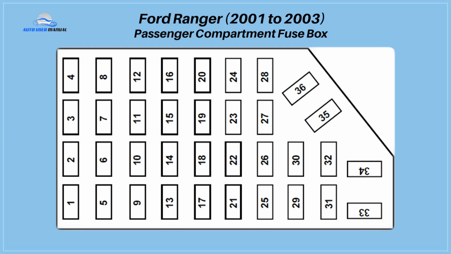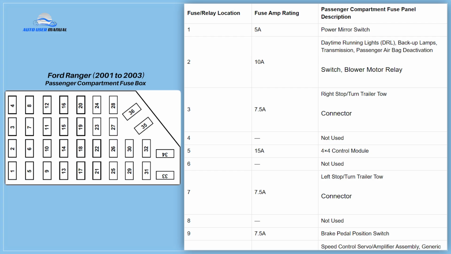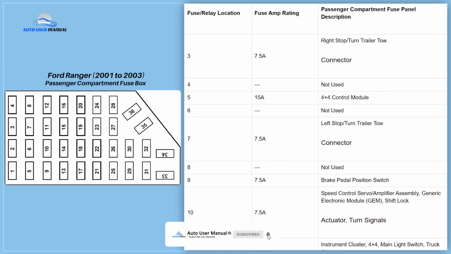The passenger compartment fuse panel in 2001 to 2003 Ford Ranger models distributes and protects power for interior systems, including lighting, radio, wipers, and power windows.